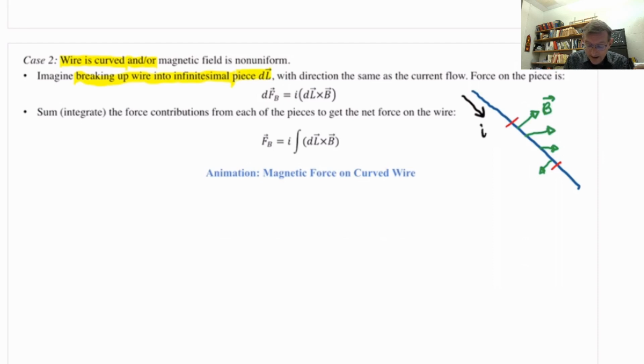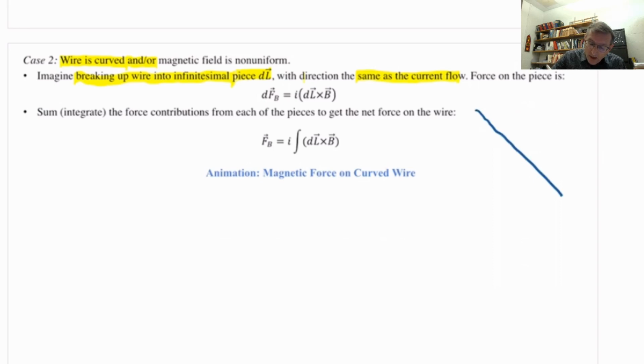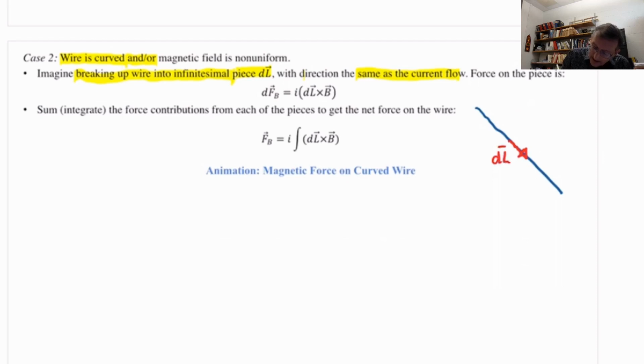And the direction of the dl arrow is the same direction as the current flow. Okay, so let me now take that wire and draw a zoomed in view of it. So I'm zooming in, and here's a little piece of it with a length vector dl, because the current's going that way, right? And we're just going to look at that one little infinitesimal length of the wire, dl.